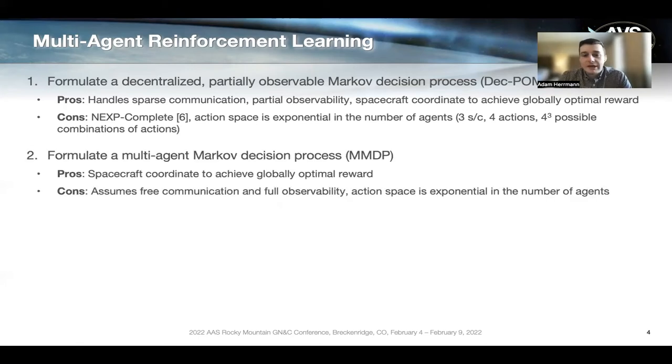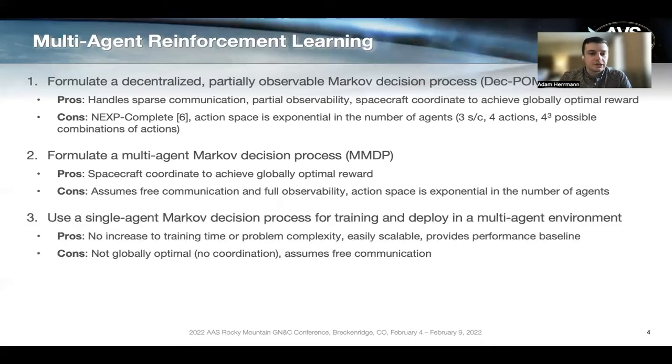You could formulate the problem as a multi-agent Markov decision process. So just assume full observability and free communication. So here the spacecraft do coordinate to achieve the globally optimal reward, but there are some assumptions that come along with it, and still your action space is exponential in the number of agents.